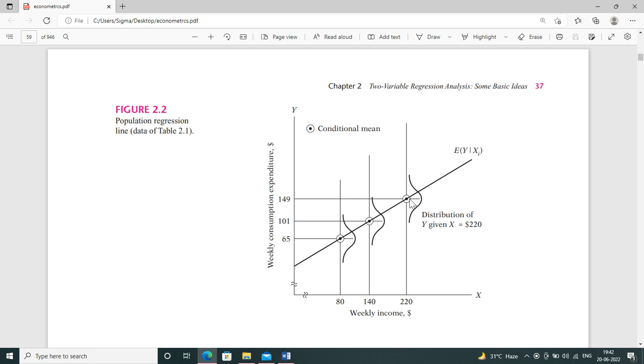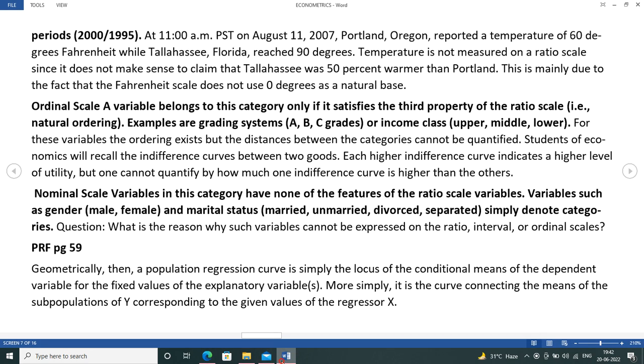Conditional mean is nothing but attaching a condition, that is, income is fixed. If you don't have a condition attached, if you have unconditional means, then you basically sum all the observations and divide for the simple average or mean. So that's the difference between conditional and unconditional mean.